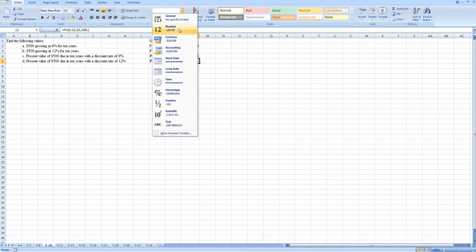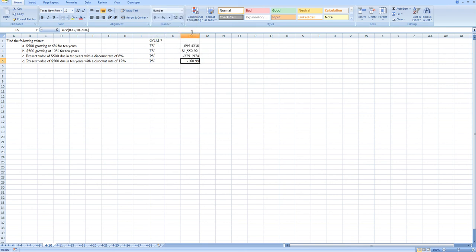We'll change this from currency to number. And we can see that because the discount rate is larger, the present value is lower. We see it's $160.99.